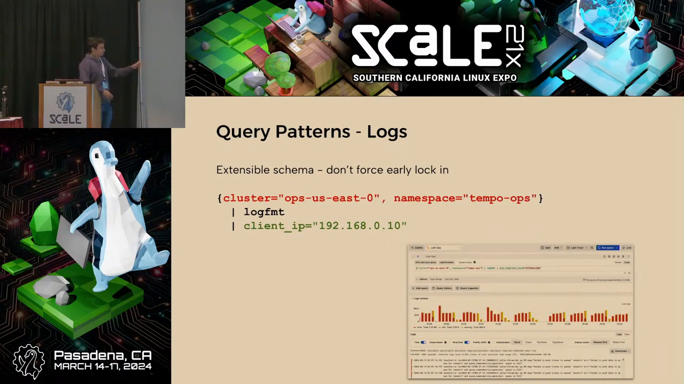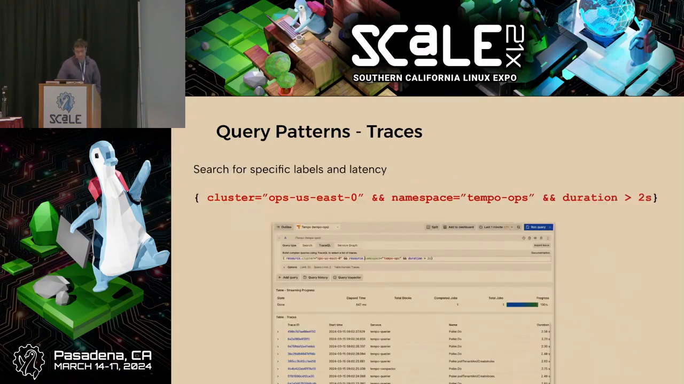So that's what this query is doing. We're going to select all logs based on these label selectors and then pass it through a logfmt processor, which basically discovers key value pairs that are present on my logs. Once those key value pairs are discovered, it allows me to search through them. So I'm searching for a very specific client IP, which helps me spot that. Cool. We'll move on to traces.